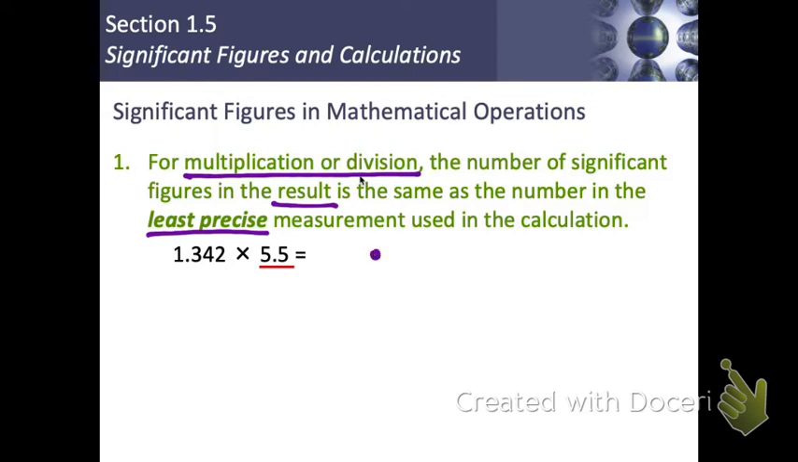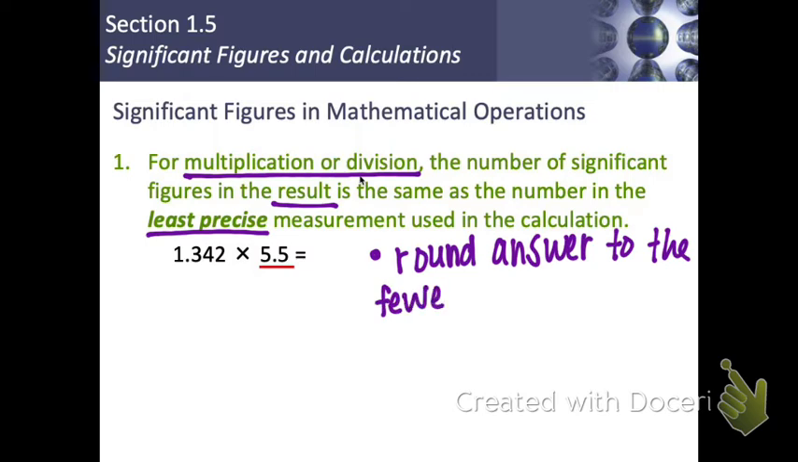I want you to write this on the side. You're going to say we're going to round our answer to the fewest number of sig figs. Both of these are saying the same thing, this one in a little more human language, this one in a more scientific way. Round our answer to the fewest number of significant figures that we used. I'm always going to encourage you to just do the math and then do your rounding.